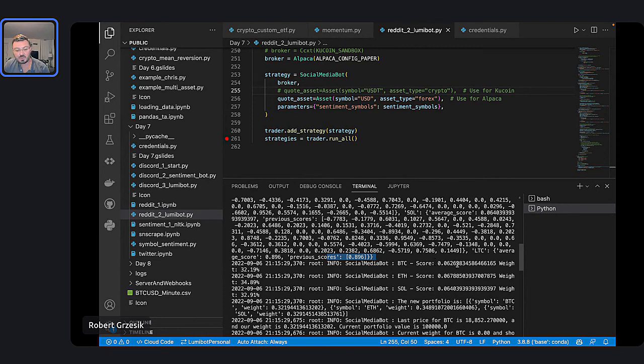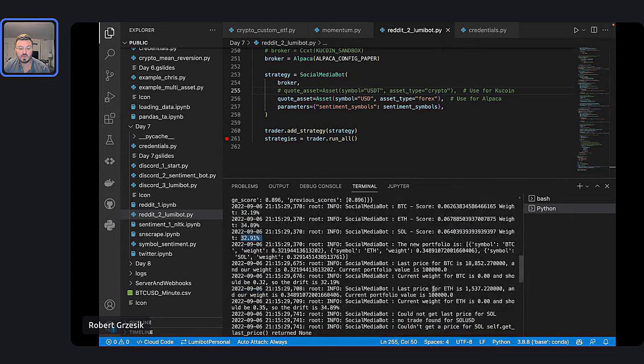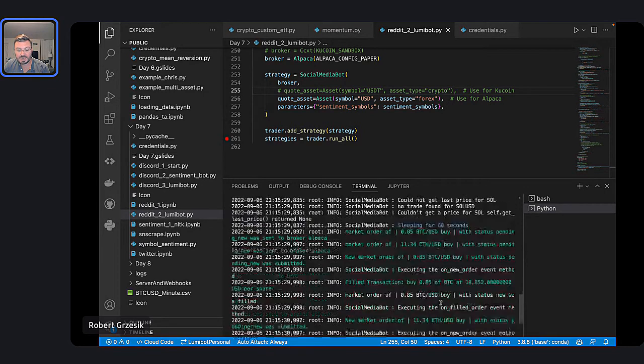So based off of these scores, we're actually going to build a portfolio for us. We take the average of all these, right? So Bitcoin had the lowest, so it has a 32% weighting inside of our portfolio. Ethereum was the highest, so it has a 34% weighting in our portfolio. And Solana was somewhere in the middle, so it has a 32.91% weighting in our portfolio. Automatically put that together, and it actually made a purchase.